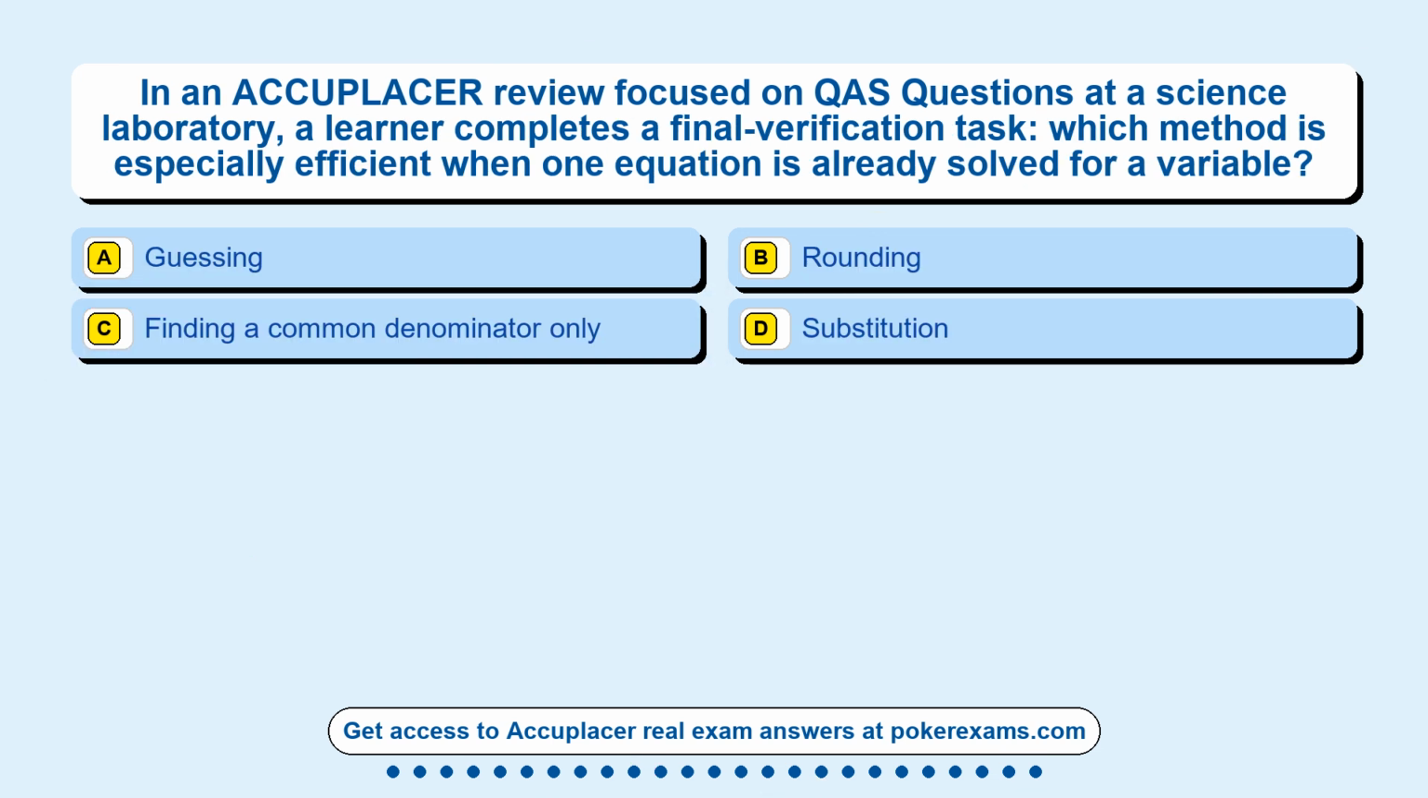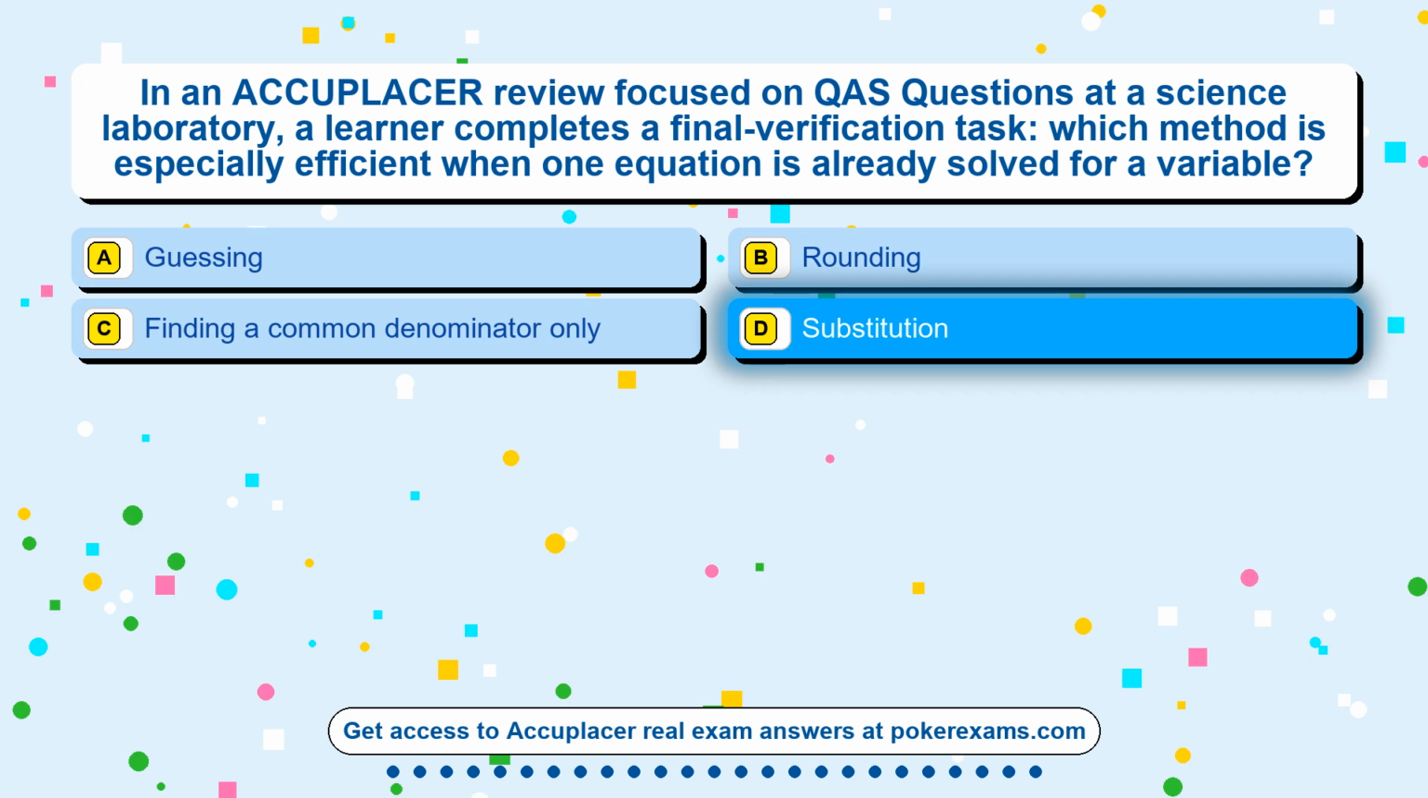Question 10. In an ACCUPLACER review focused on QAS questions at a science laboratory, a learner completes a final-verification task. Which method is especially efficient when one equation is already solved for a variable? Option A, guessing. Option B, rounding. Option C, finding a common denominator only. Option D, substitution. The correct answer is option D, substitution.